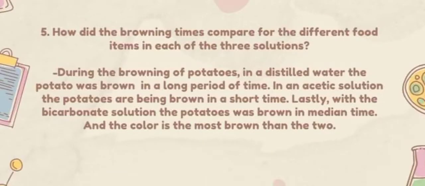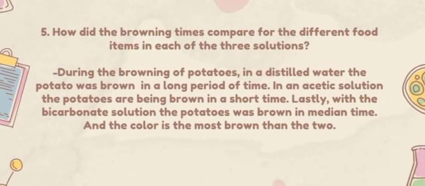How did the browning times compare for the different food items in each of the three solutions? During the browning of potatoes, in distilled water, the potato browned over a long period of time. In an acetic solution, the potatoes browned in a short time. Lastly, with the bicarbonate solution, the potatoes browned in median time, and the color is the most brown of the three.